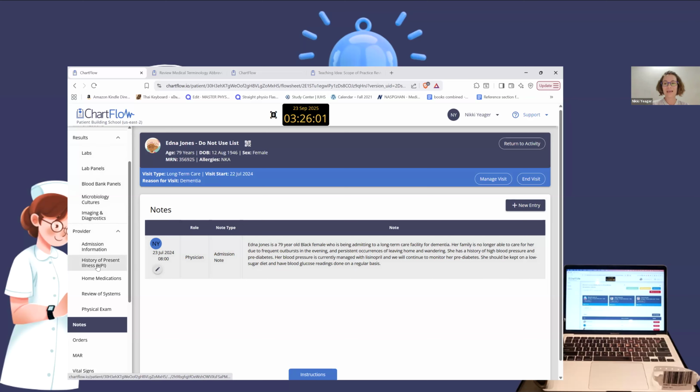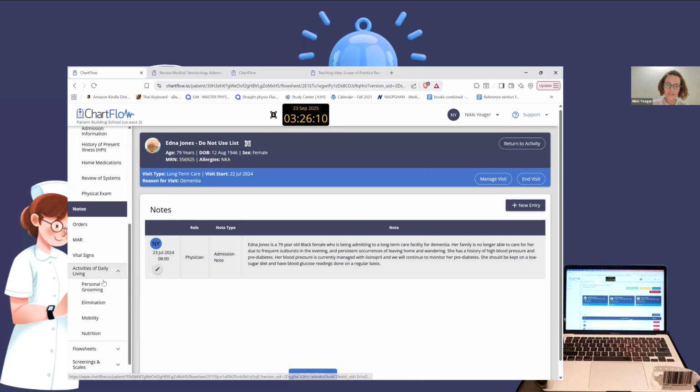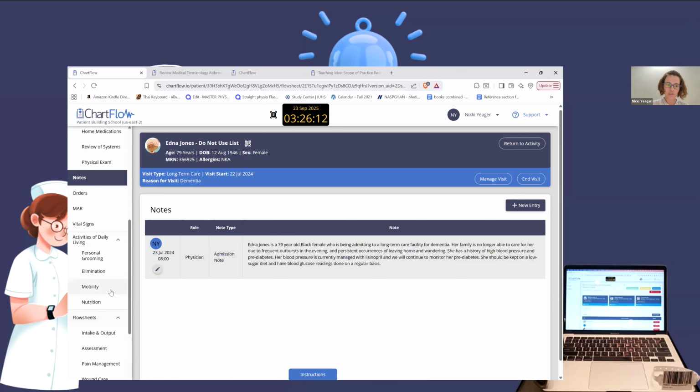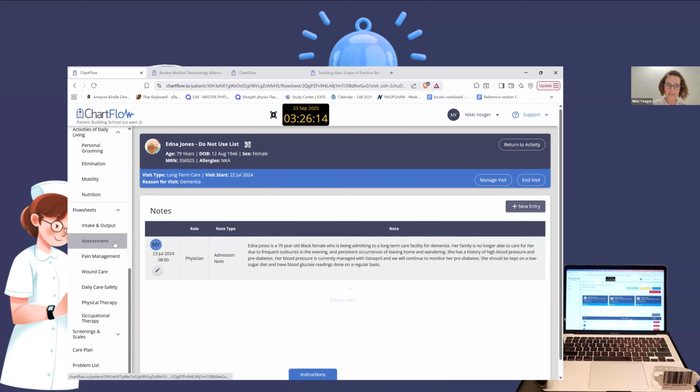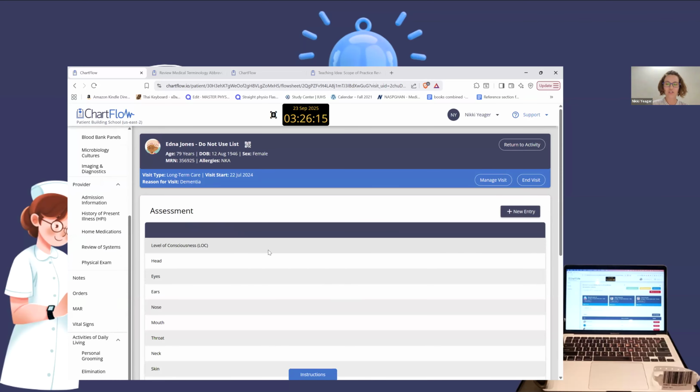If you turn it into a game, it tends to be a lot more interesting than if you're just going through these different sections. So when we do that, we're going to give them an opportunity to look through all these different sections and find information. That will help acquaint them with what is in a chart.